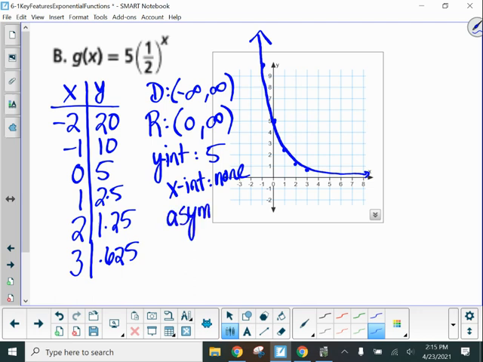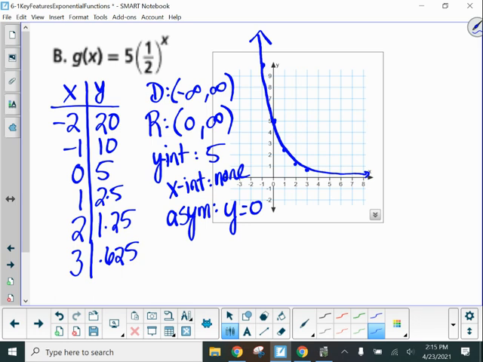And this one has the same asymptote as the previous one, y equals 0. To change that asymptote, you actually have to have something added after the exponential, like a +3 or -5, and that number that's added after is actually going to be your horizontal asymptote. There's not ever going to be a vertical asymptote with exponentials.